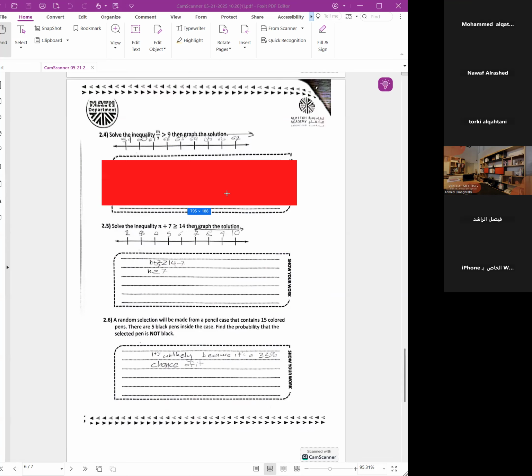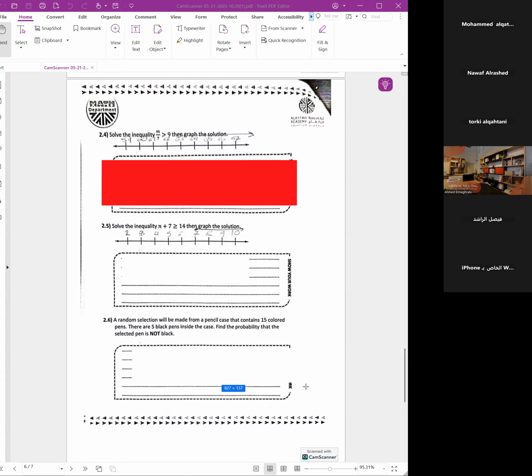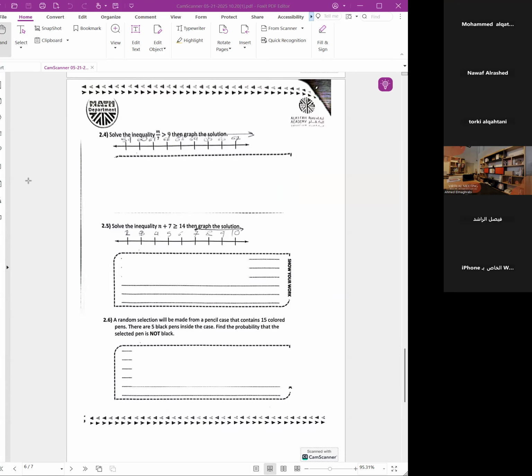Quick, please. Write your answers. The question here tells me that m over 7 is greater than 9. So we should multiply by 7 on both sides. Multiply by 7, so m is greater than 63. Here, this is n plus 7 is greater than or equal to 14. Now we subtract 7, so n is greater than or equal to 7.